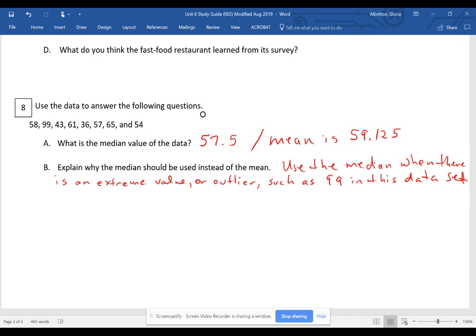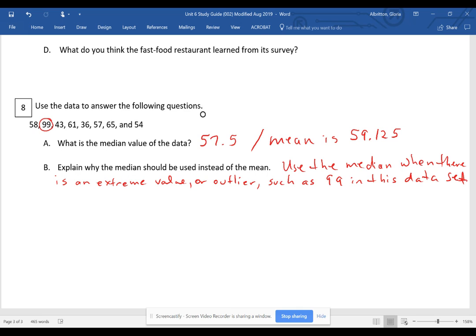B, explain why the median should be used instead of the mean. Once you put your data in order for this problem, I'm not sure if you noticed, but it does have quite an extreme outlier, which is 99, because it's so far from the other numbers. Now, 36 is a slight outlier too, but 99 is so much further away from the other numbers. And remember, when you've got an outlier, it is going to impact the data set in some way. It may bring it up or it may bring it down.